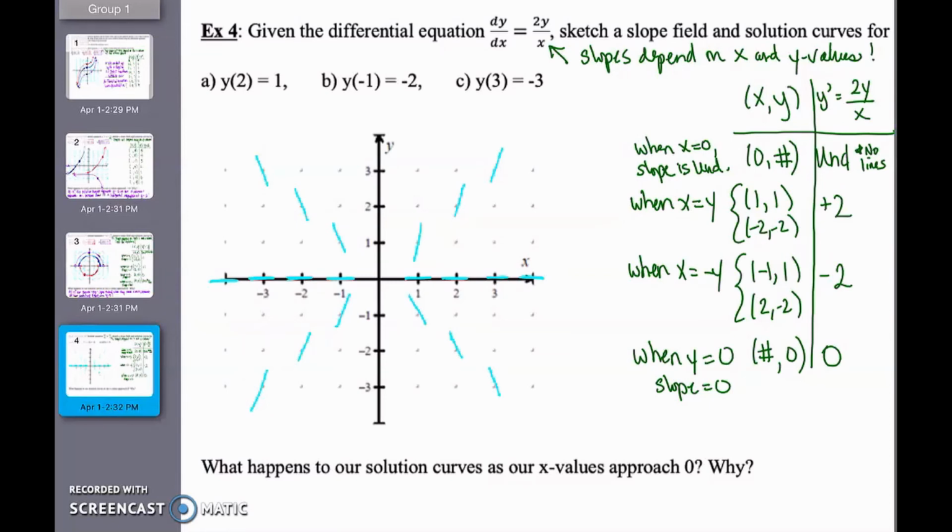So for example, when x is 1 and y is 2, I end up with 2 times 2 is 4 divided by 1 is 4. So right here I'm going to have a slope of 4, and across from it I'm going to have a slope of -4. When x is 1, y is 3, that's going to be 6 over 1. So again, I just keep getting steeper here. When x is 2, y is 1, I end up with 2 times 1 divided by 2. So that's just going to be 2.